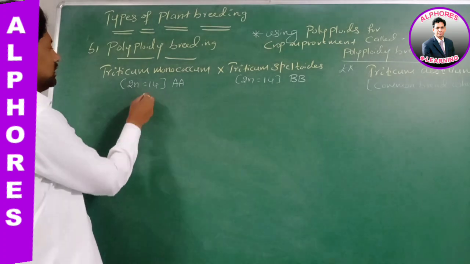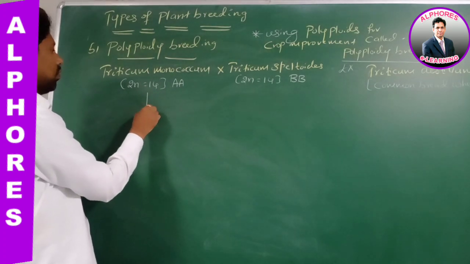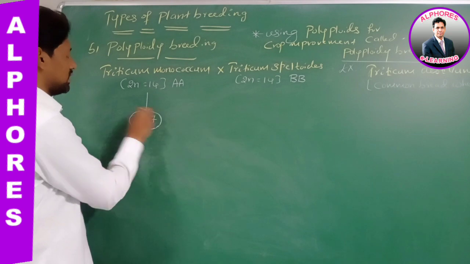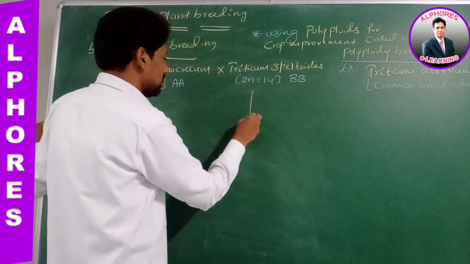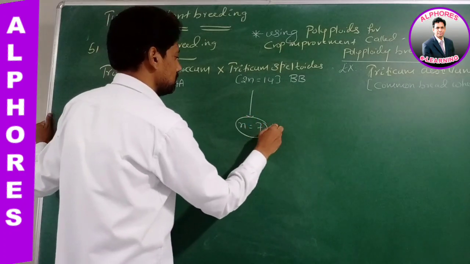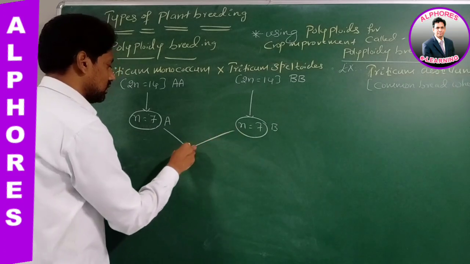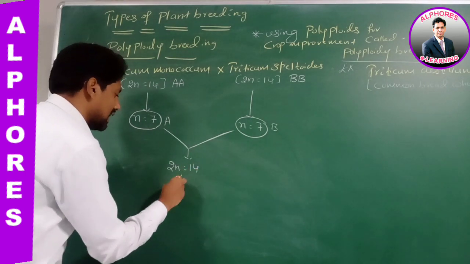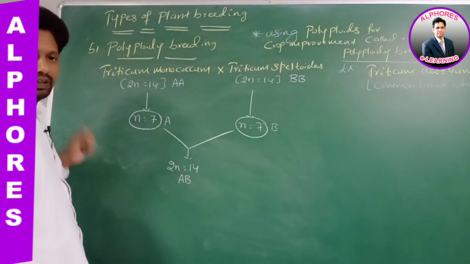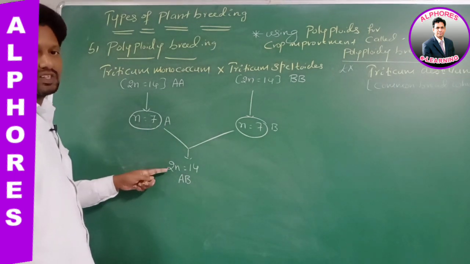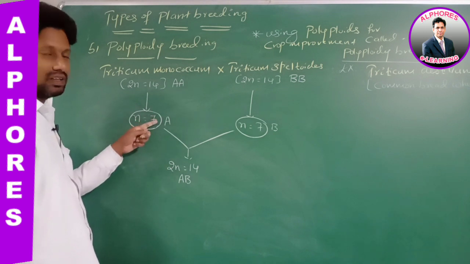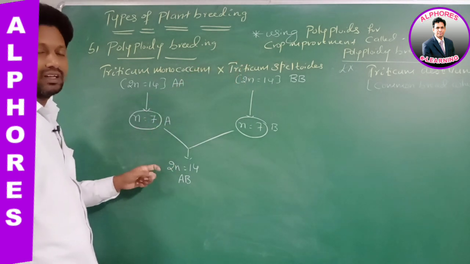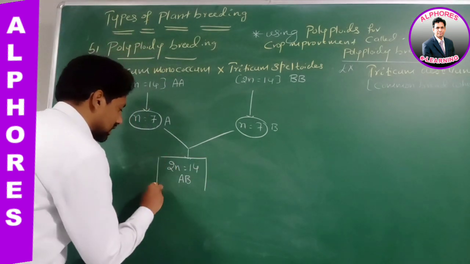Is it okay? Right. Now, the Triticum monococcum gamete has n equal to 7, and it will be A. The other gamete has n equal to 7, and this will be B. If these two are fertilized, then we get 2n equal to 14, and it will be AB. Is this haploid or diploid? This is diploid. It is a hybrid because it has A from one parent and B from the other parent. Therefore, it is a hybrid, and it is sterile.